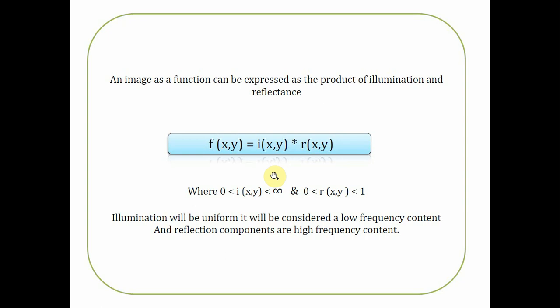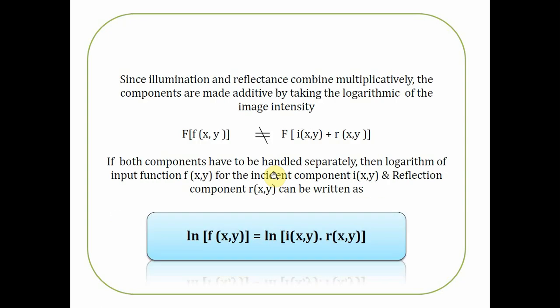Now, if I take a Fourier transform of these multiplicative properties, it is not possible, because we have components which are uniform, or you can say the brightness. These are uniform quantities, so we cannot directly take the Fourier transform. In order to take the Fourier transform, we need to separate the incident component and the reflectance component from each other.